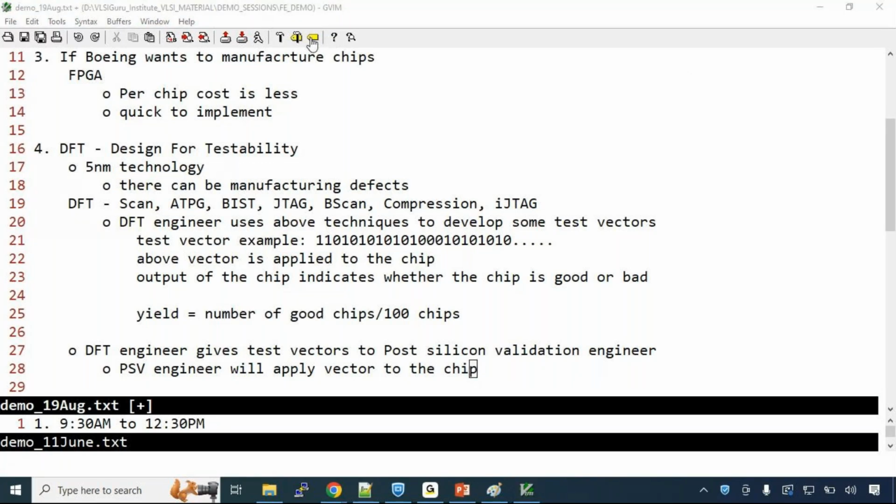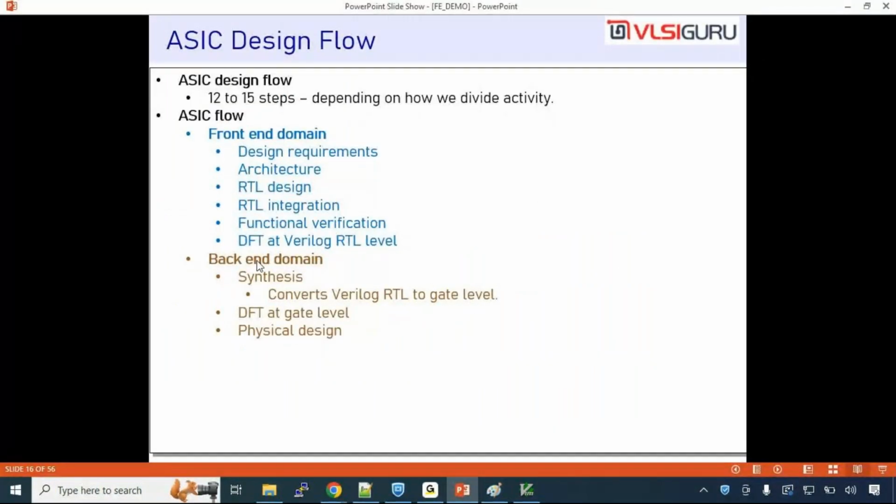Vinayak, please ask, what is your question? My question is, is there any role for a DFT engineer in the pre-silicon validation as well? Yes, it is there. As you see here, the DFT scan insertion can be done at the RTL level also. BIST is also done at the RTL level. There will be various aspects that can be done at the Verilog coding level itself. There, DFT will be involved. Okay, got it.